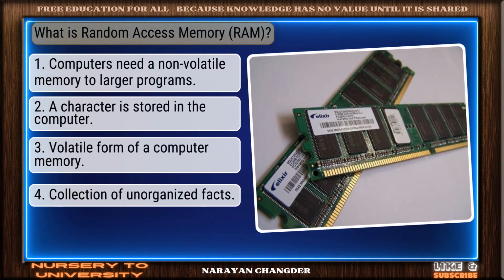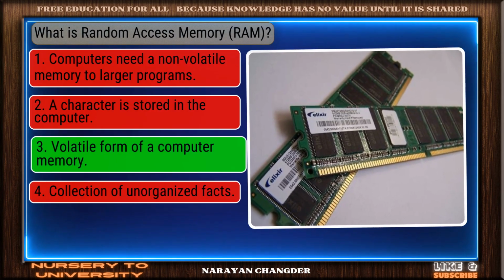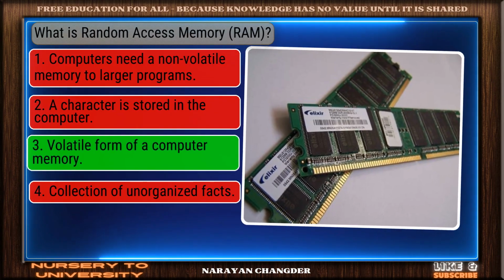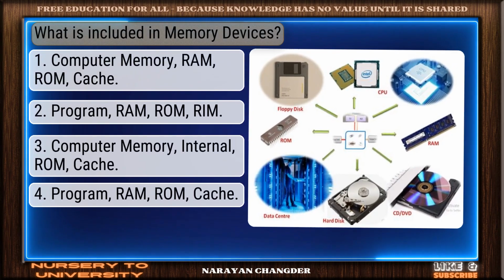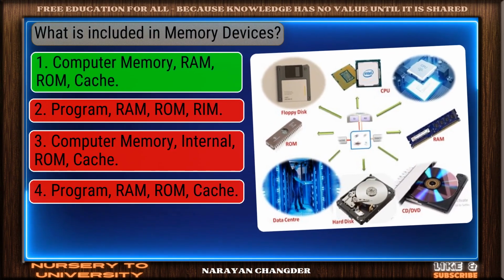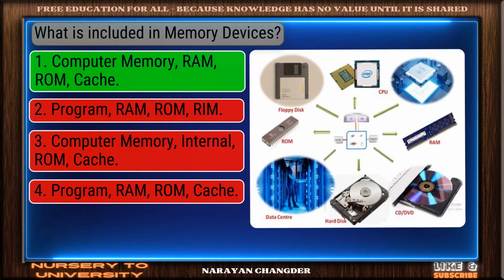Question number 29. What is random access memory? You got it. Your choice, volatile form of computer memory, is right. Question number 30. What is included in memory devices? Sharp thinking. Computer memory, RAM, ROM, cache is the right choice.